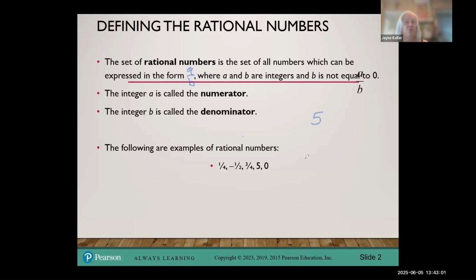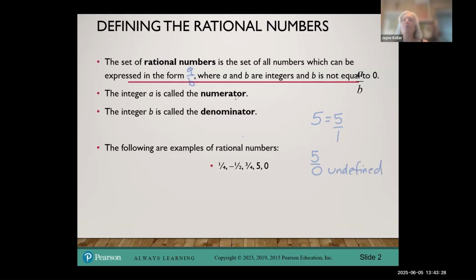Well, it's not in that form, right? But can we write it in that form? Yeah, like if you do it over one. So since I can write it this way, it's a rational number. What about 5 over 0? No, because B can't be 0. So this would be undefined, so not rational.